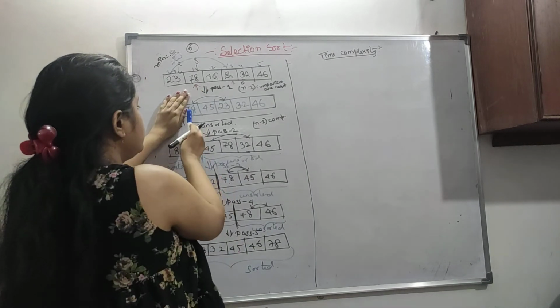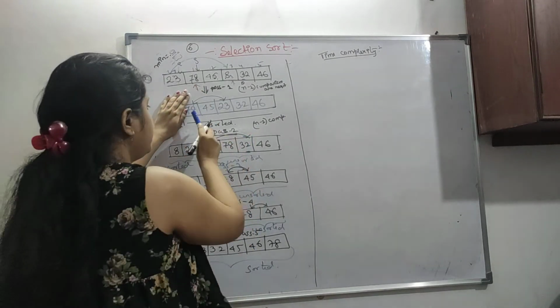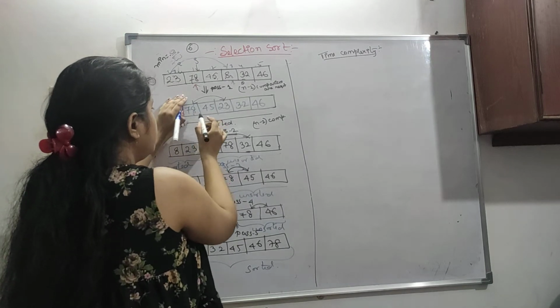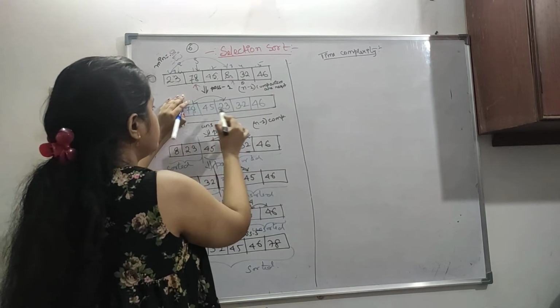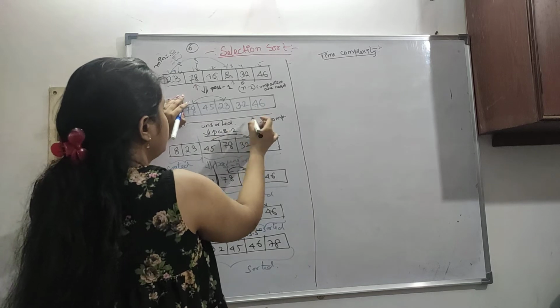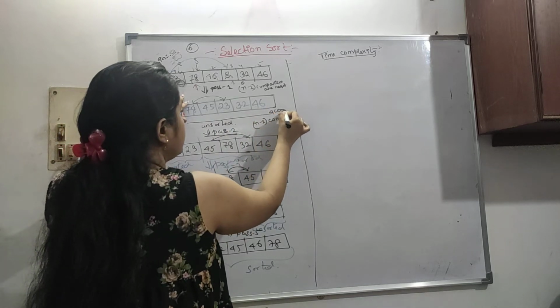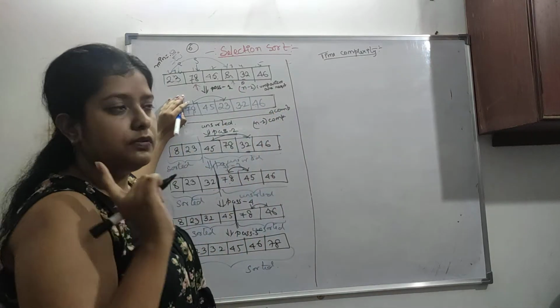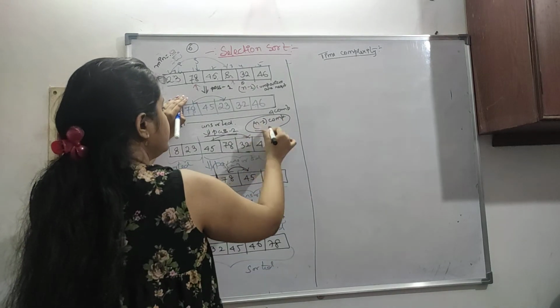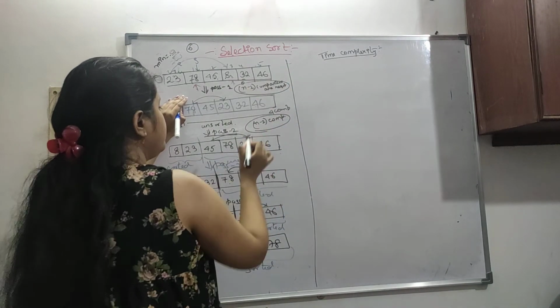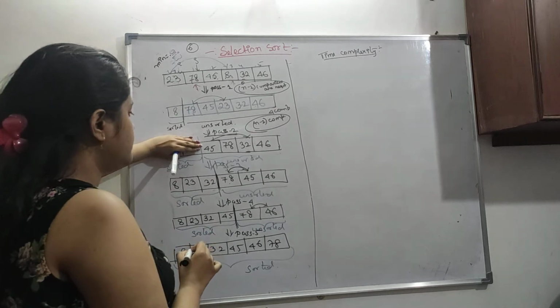So now we have to check again. 78, let's say it's our minimum element. So now we have to check 78 with all this. 1, 2, 3, 4: 4 comparisons are required. So basically the total was n, and it was coming down to n minus 2, n minus 1 comparisons. Now 23 is placed.